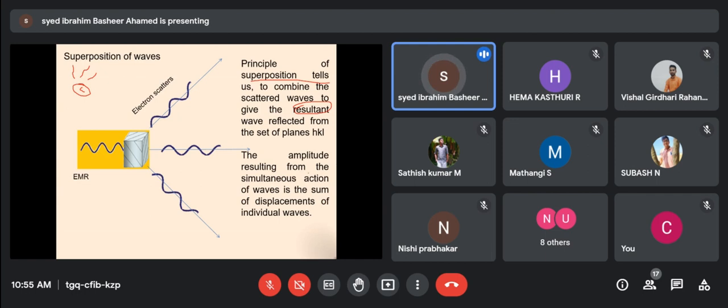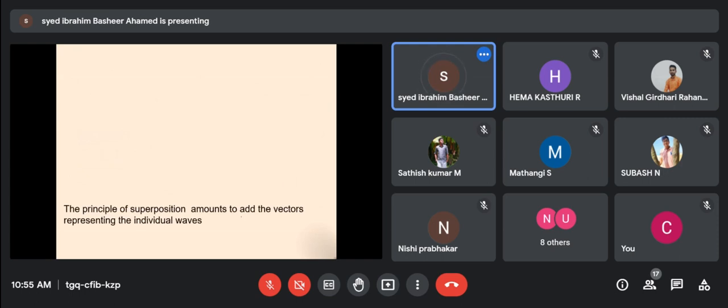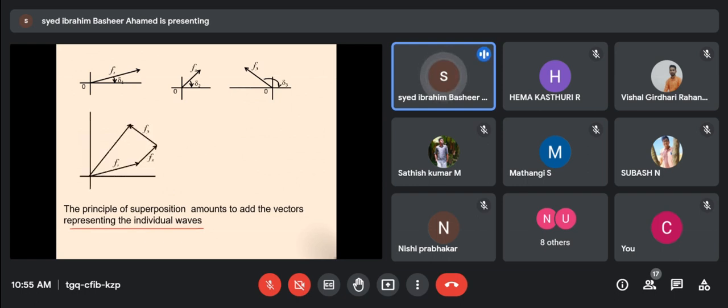So the amplitude resulting from the simultaneous action of waves is the sum of displacements of the individual waves. The principle of superposition amounts to adding the vectors representing the individual waves. So I have several individual waves F1, F2, F3, and each one has its own phase angle, delta 1, delta 2, delta 3. In order to find the resultant vector, I am going to sum up all the individual vectors F1, F2, F3. But when I get the resultant vector, I am losing the phase information.